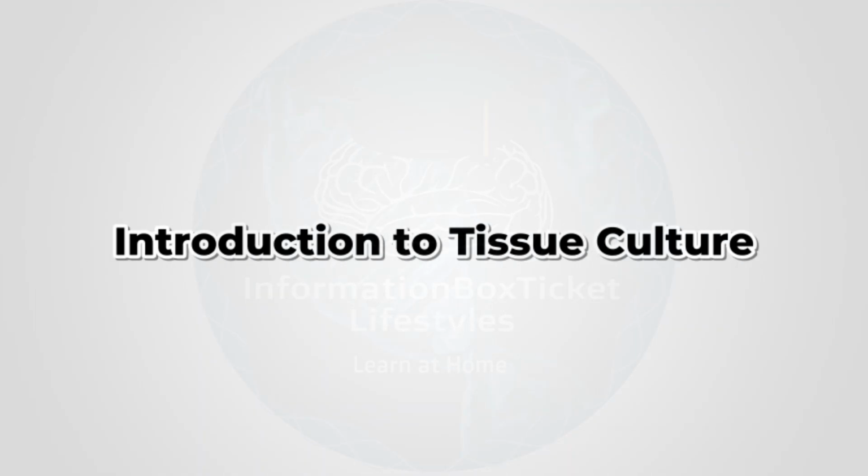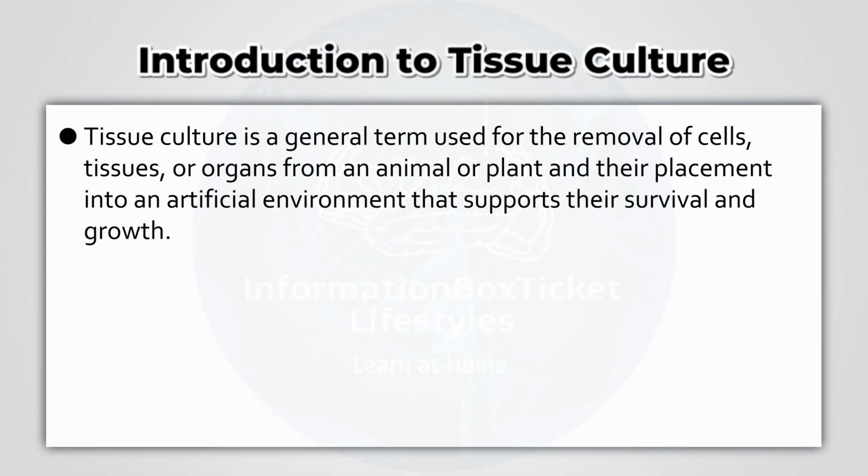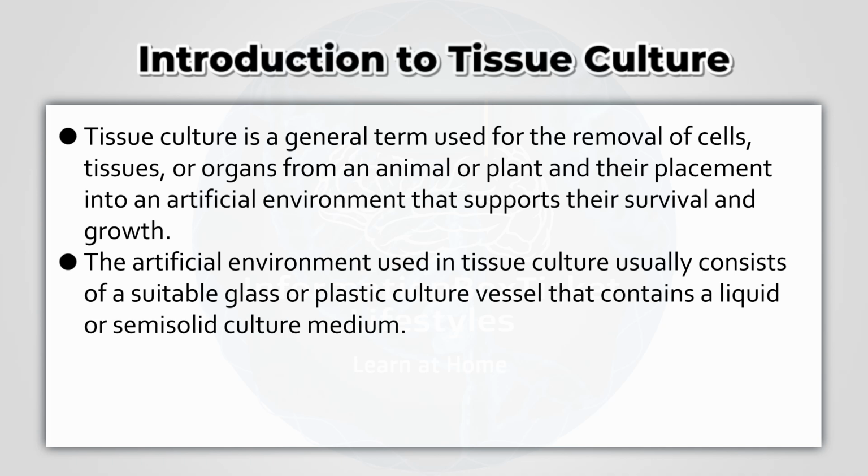Introduction to tissue culture. Tissue culture is a general term used for the removal of cells, tissues, or organs from an animal or plant and their placement into an artificial environment that supports their survival and growth. The artificial environment used in tissue culture usually consists of a suitable glass or plastic culture vessel that contains a liquid or semi-solid culture medium.